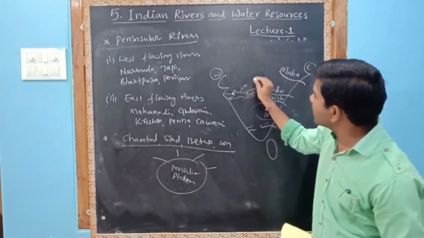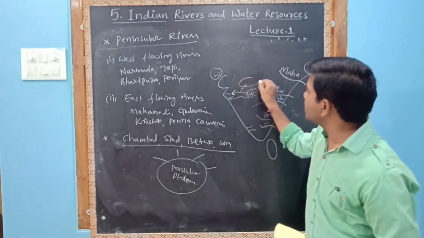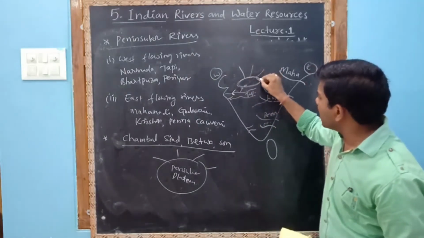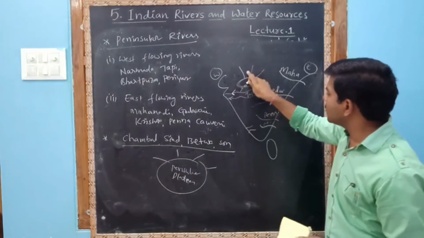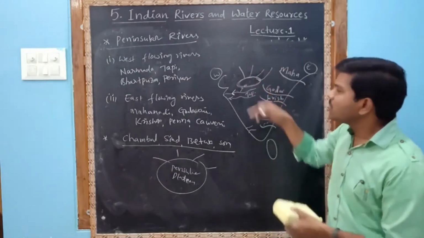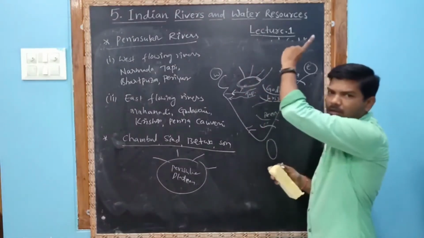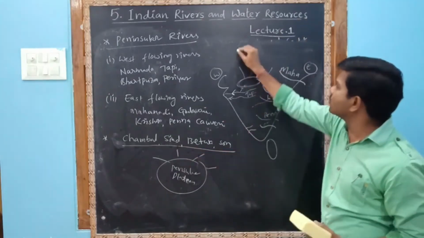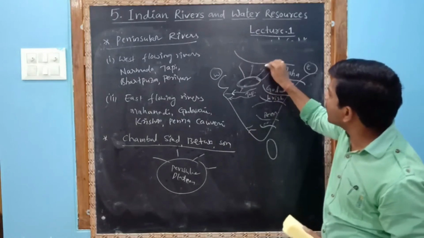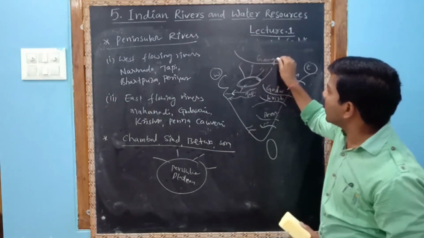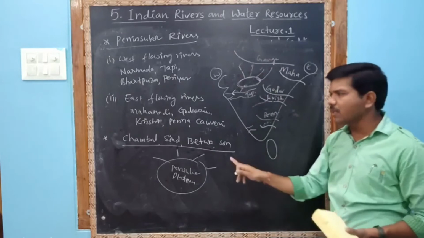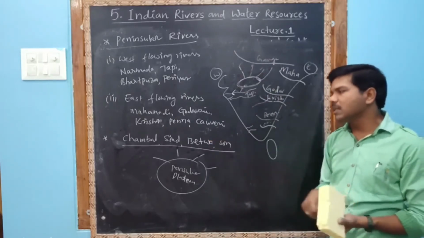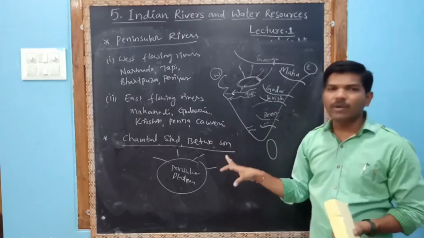Example, I am writing here. This region, Chambal, Sindh, Betwa, Son. So they start in the south. They move to the north. I repeat. They originate in the south, they are moving towards the north. So this is Ganga river. They join into the Ganga river. That is the main important feature of these Chambal, Sindh, Betwa, Son river systems.